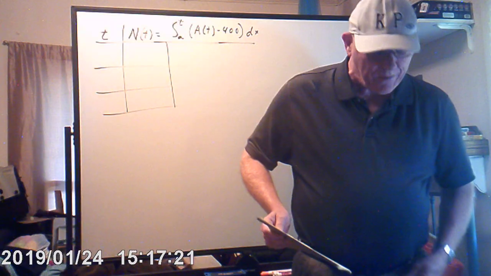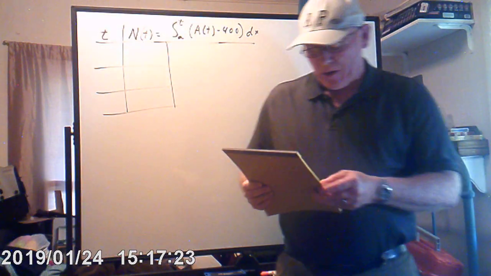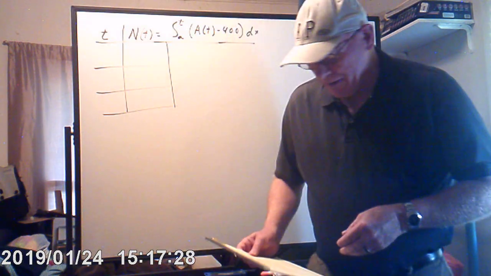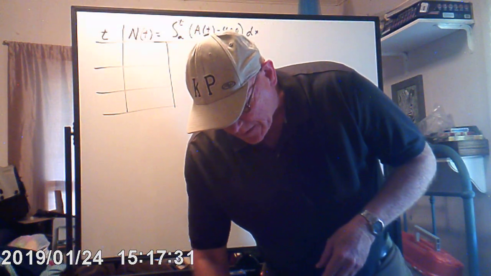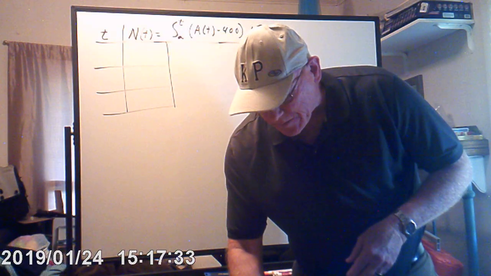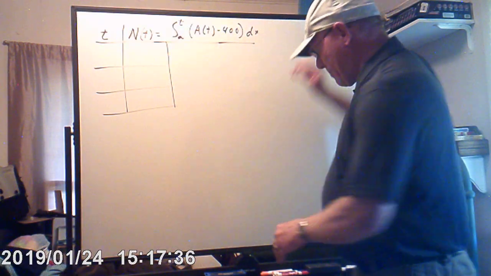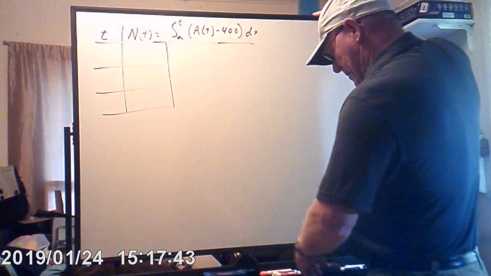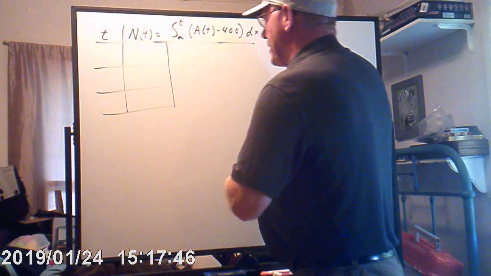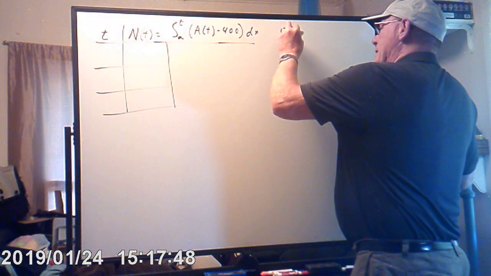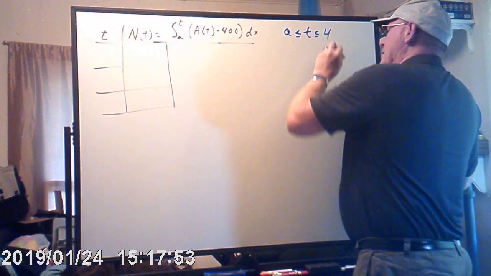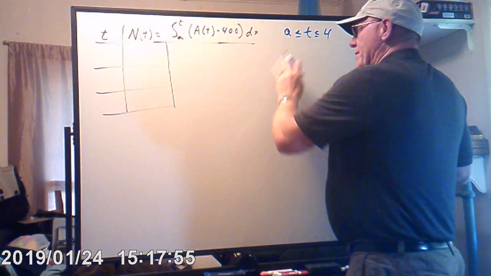I think I've got a pretty advanced one though. So I'm going to show you how to get started with this. Okay, so we know that, first of all, it said back here, let's just go back again. Now, the greatest, let's put the interval up there. The interval is from A less than or equal to T less than or equal to 4. So we got that.